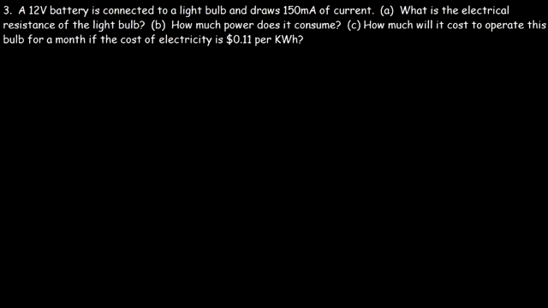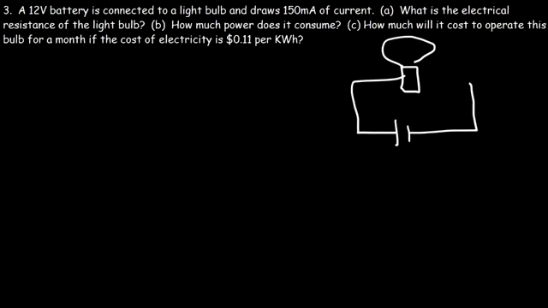Number 3, a 12-volt battery is connected to a light bulb and draws 150 milliamps of current. What is the electrical resistance of the light bulb? Let's draw a circuit. So let's say this is the light bulb, and we have a battery connected to it. And that's the positive terminal, here's the negative terminal. And electric current flows from the positive side to the negative side, but electrons will flow in the opposite direction.